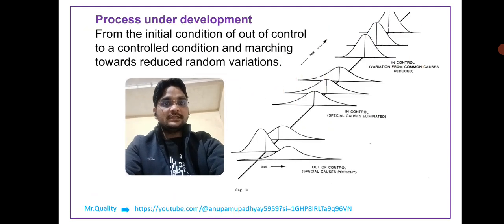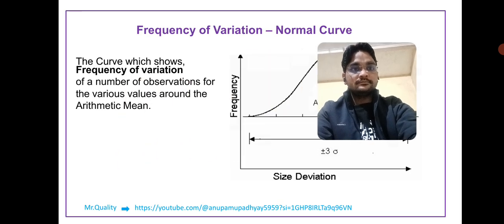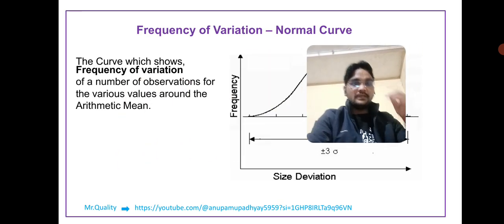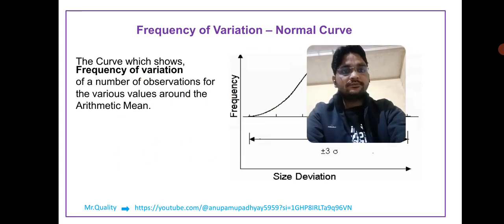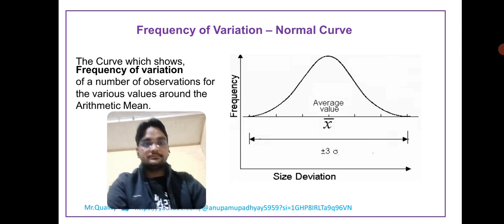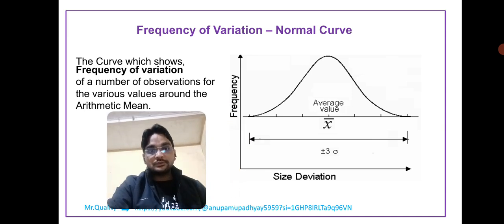This is a process under development. We can see in the figure that from top to bottom the process is developed. Frequency of variation: this is the shape of the normal curve distribution. The curve shows the frequency of variation, the number of observations for the various values around the arithmetic mean. Around the mean the number of observations is high, that's why the frequency is high.